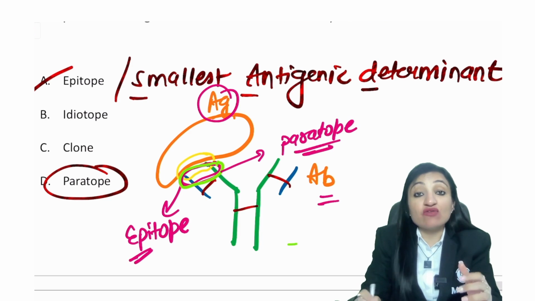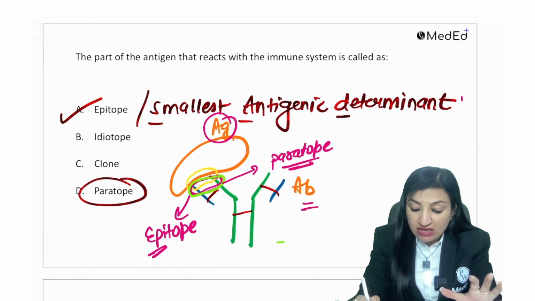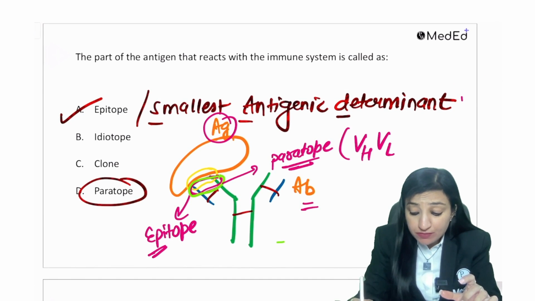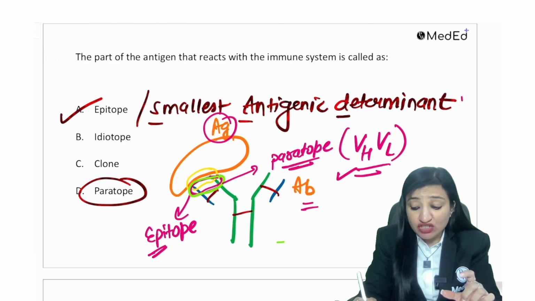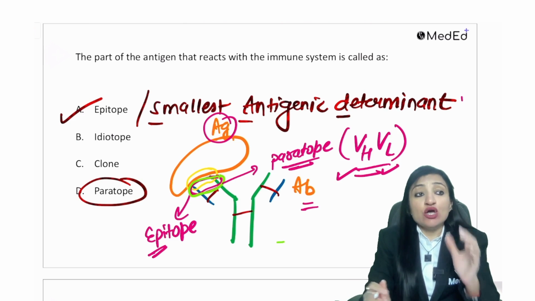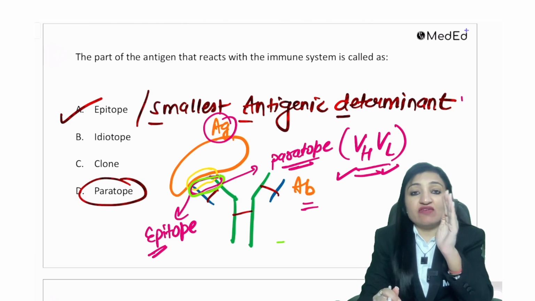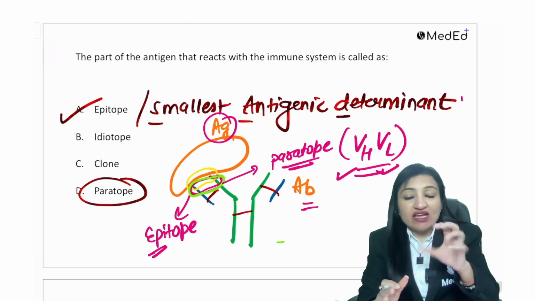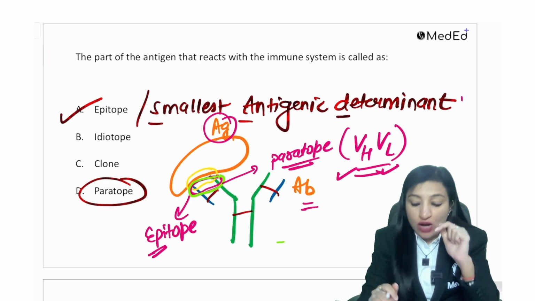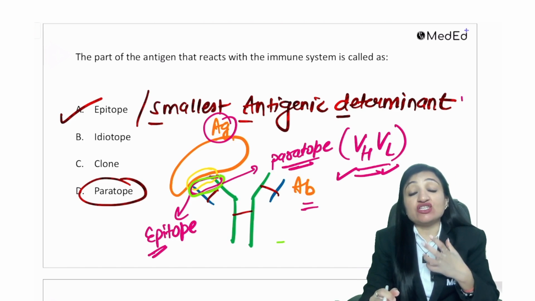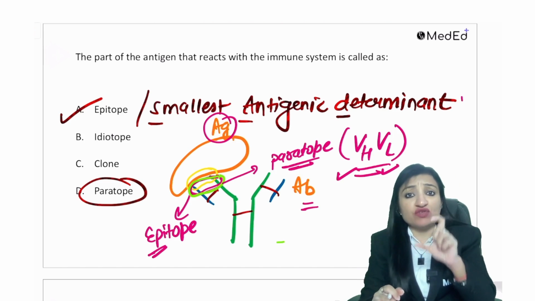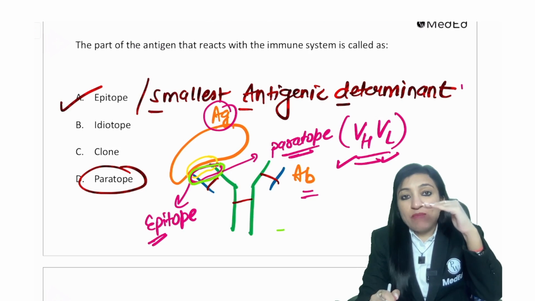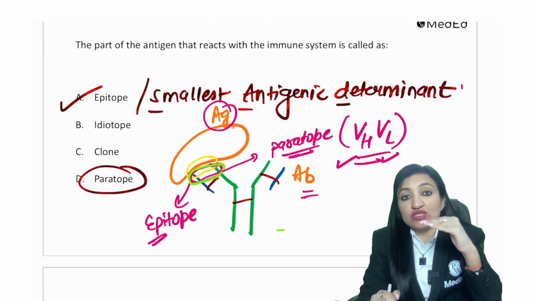Paratope is nothing but the variable region of the antibody. Remember, paratope is the pocket formed by the VH and VL regions, that is the variable part of the heavy chain and the variable part of the light chain. Both together form a pocket or a groove where the antigen sits or binds, and the hypervariable region in turn is a smaller part of the VH-VL pocket. Antibody I have drawn below, so paratope is present on the antibody.